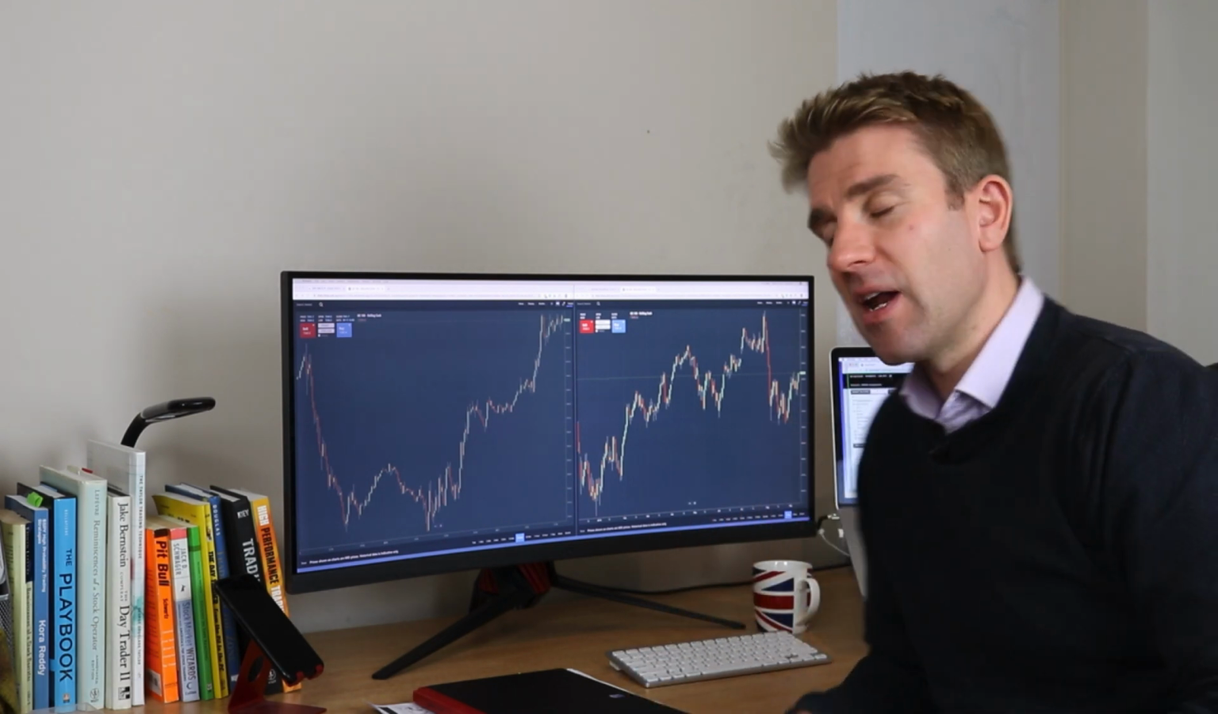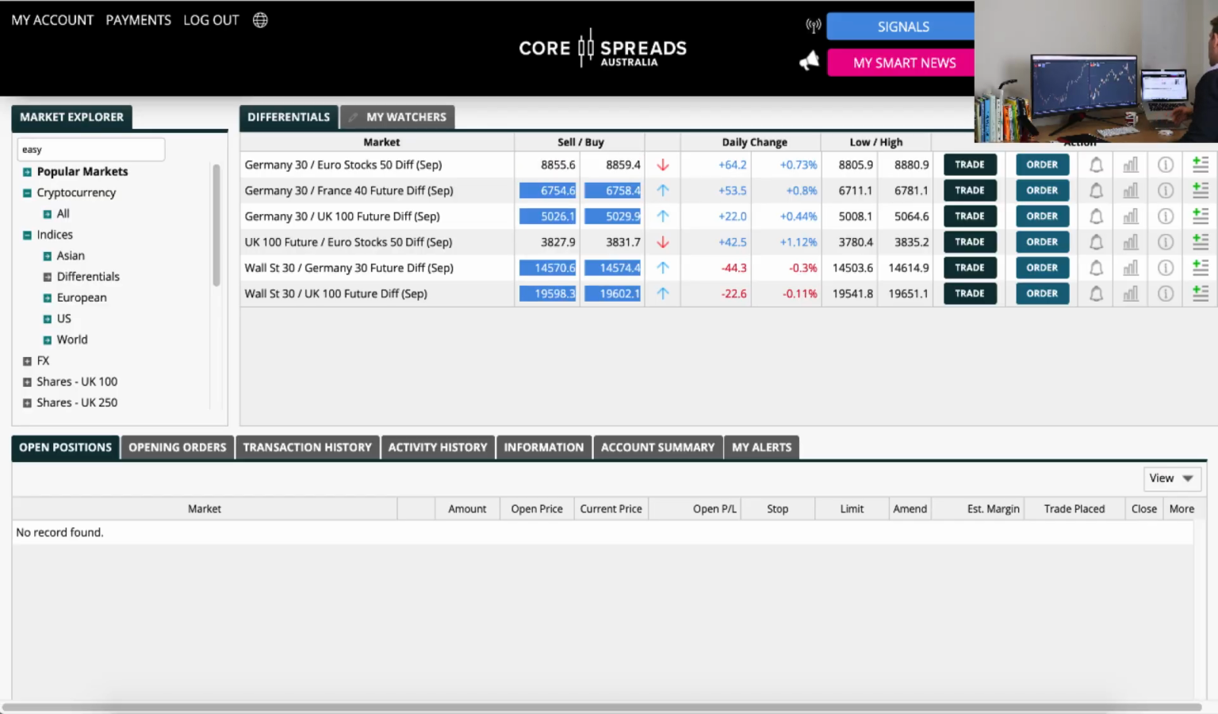So let's go to the platform and check it out. All right, guys, so I'm logged into the CoreTrader 2 platform now from CoreSpreads Australia. And we can go on the left-hand side here to Market Explorer, and under the Indices button, we can expand that, and we've got differentials, and this is the differentials market.